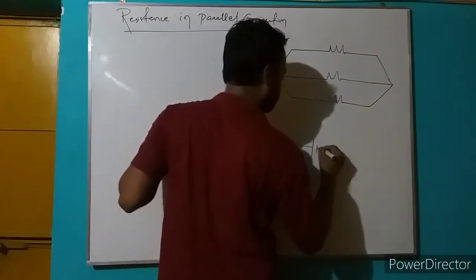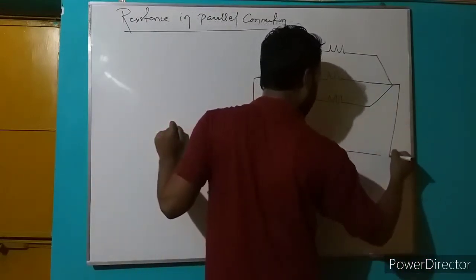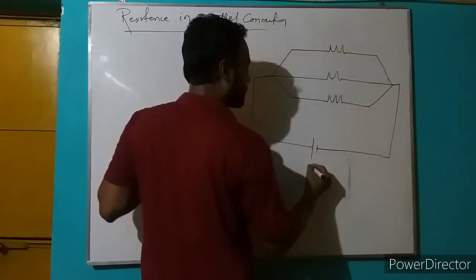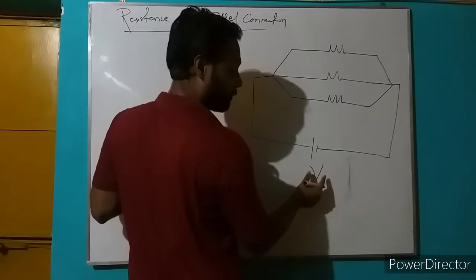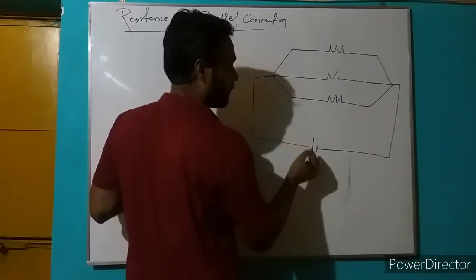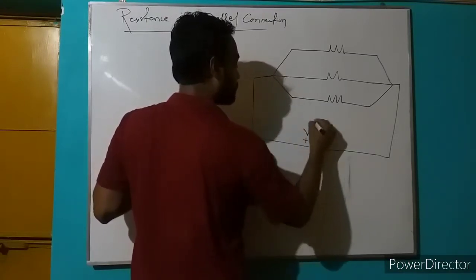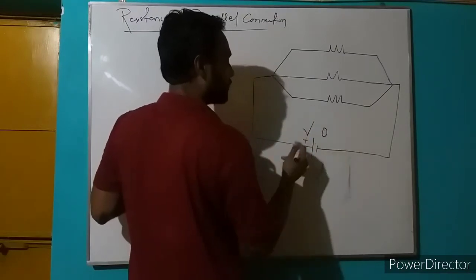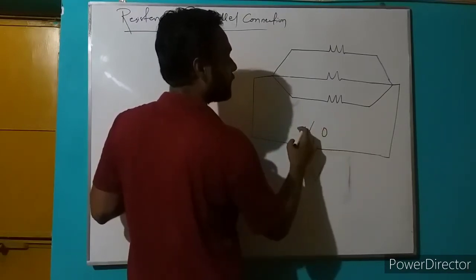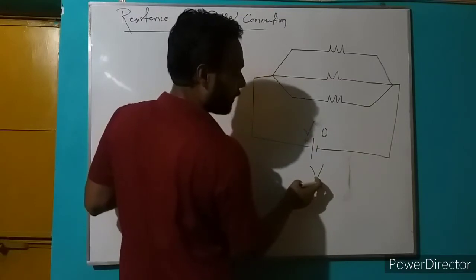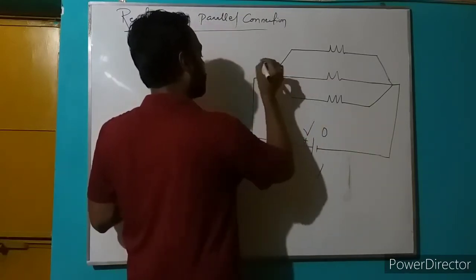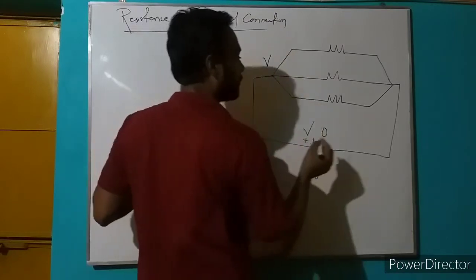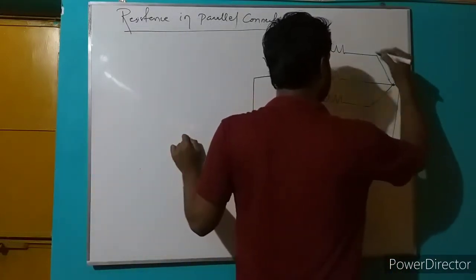This is the battery, which has a potential difference of V volt. That means one terminal is at V volt and the other is at 0 volt. That means the difference between V volt and 0 volt is V volt. So the terminal connected to that point has V volt, and the other terminal has 0 volt.